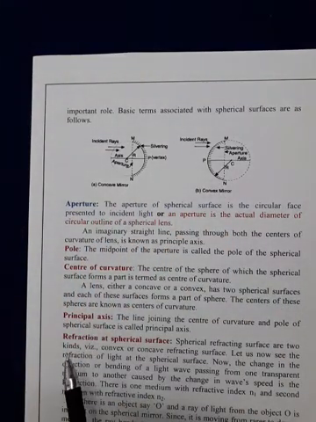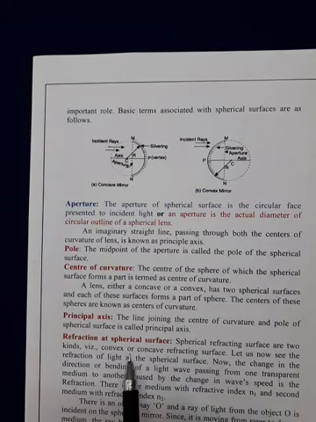A lens, either concave or convex, has two spherical surfaces, and each of these surfaces forms a part of a sphere. The centers of these spheres are known as centers of curvature. Now the principal axis: the line joining the center of curvature and the pole of the spherical surface is called the principal axis.